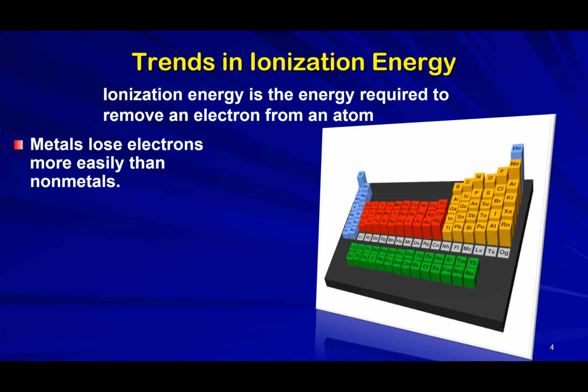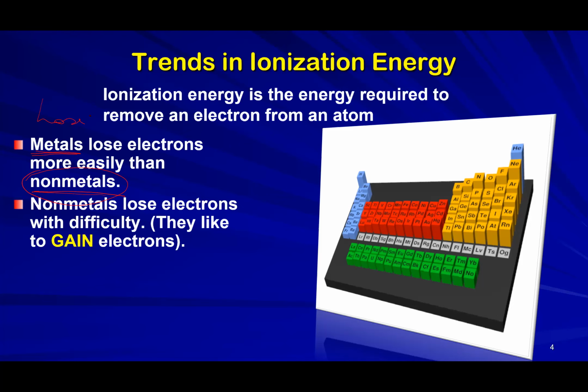And metals lose electrons more easily than non-metals. You know, metals tend to lose rather than gain, while non-metals will always react by gaining electrons or sharing electrons. So when metals react with non-metals, the metals lose while the non-metals gain. Non-metals lose electrons with difficulty. They like to gain electrons.